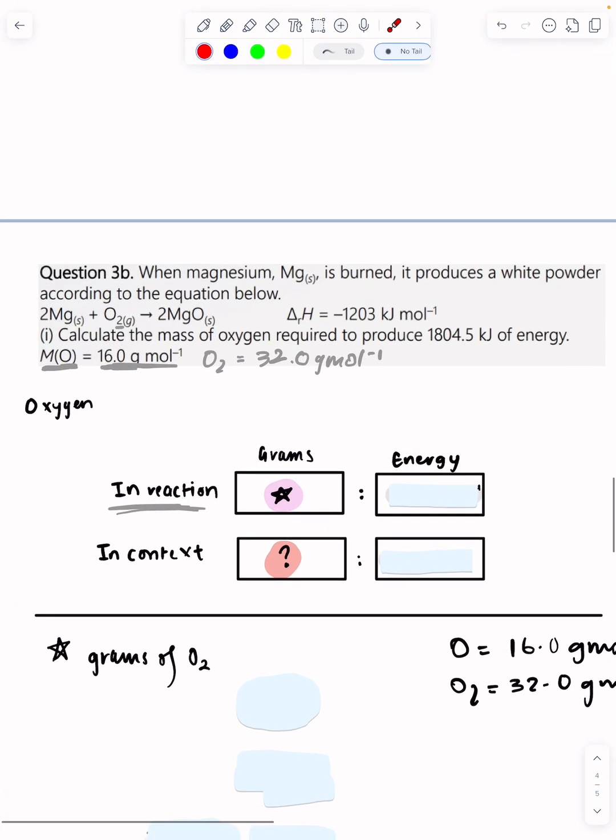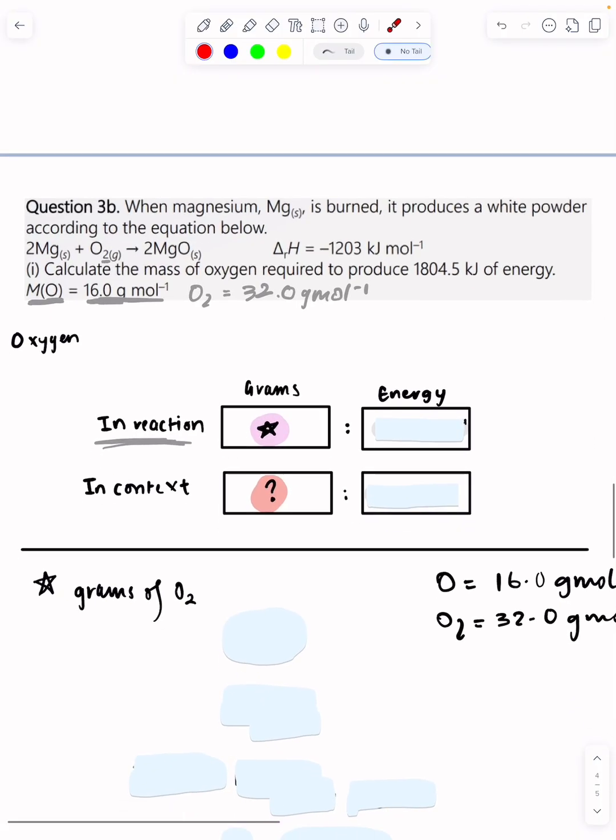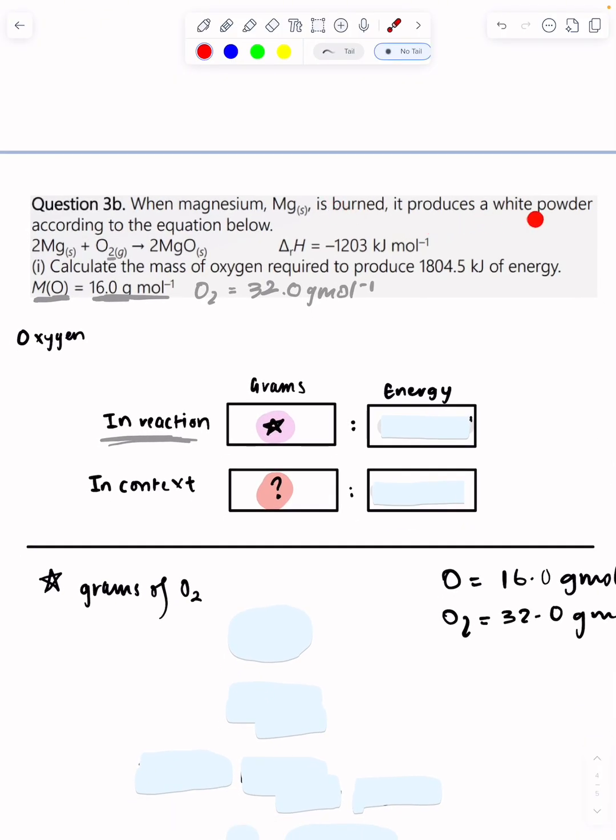Okay, what we have here is question 3b. When magnesium is burned, it produces a white powder according to the equation below. This is the equation. Calculate the mass of oxygen required to produce 1,804.5 kilojoules of energy. Okay, so what is the question actually asking us?